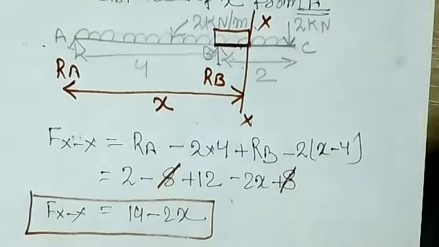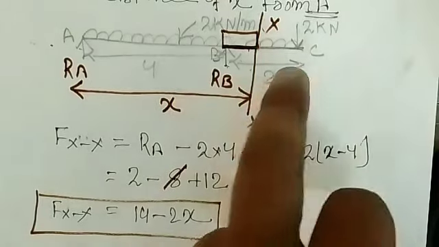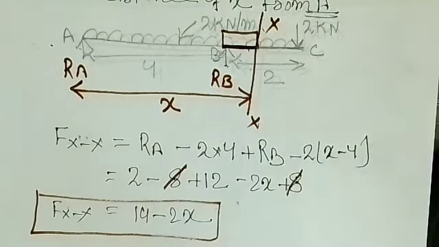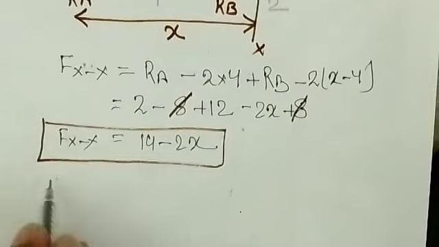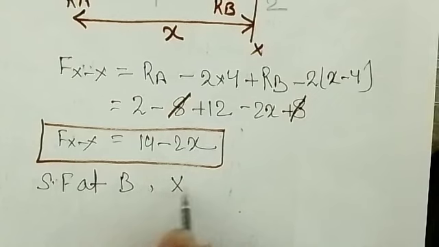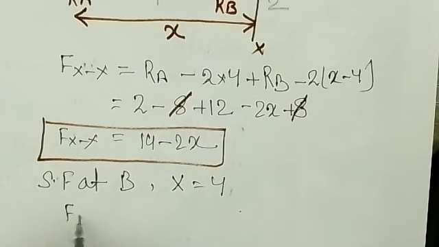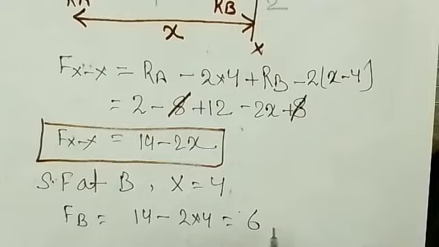Now again, if you want to know what the shear force is at B and at C, we can put X values, right? So if you look at B, X is equal to 4 we have to put, and at C, X is equal to 6 you need to put. One by one we'll put the values and see what the shear force is, right? So here, shear force at B, right? For that X is equal to 4. So FB is equal to 14 minus 2 fours are 8, that is 6, right?